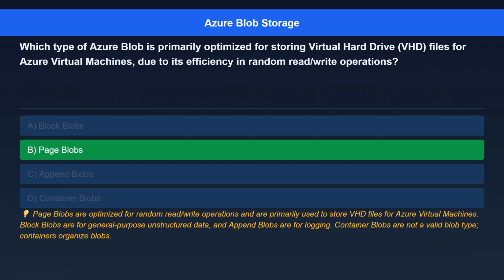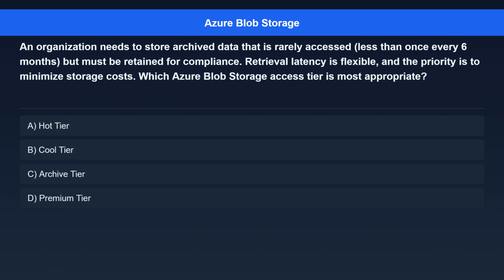Here's the explanation. Page blobs are optimized for random read/write operations and are primarily used to store VHD files for Azure virtual machines. Block blobs are for general-purpose unstructured data, and append blobs are for logging. Container blobs are not a valid blob type. Containers organize blobs.